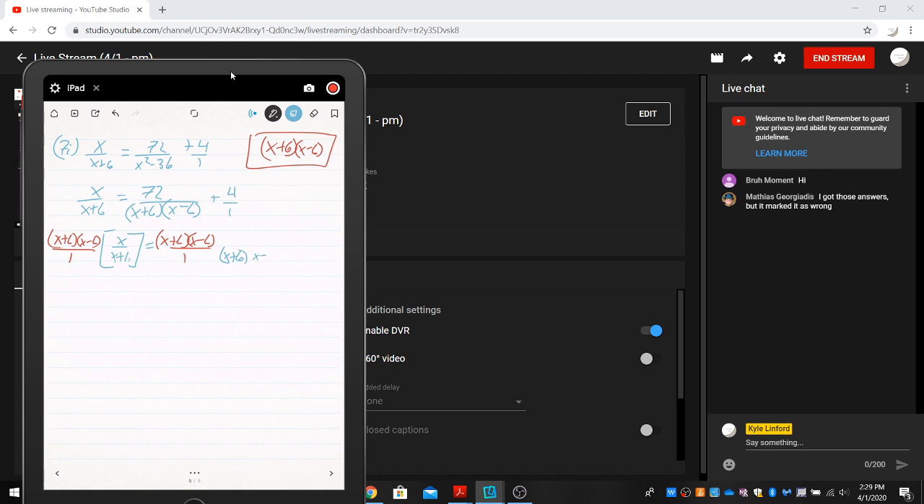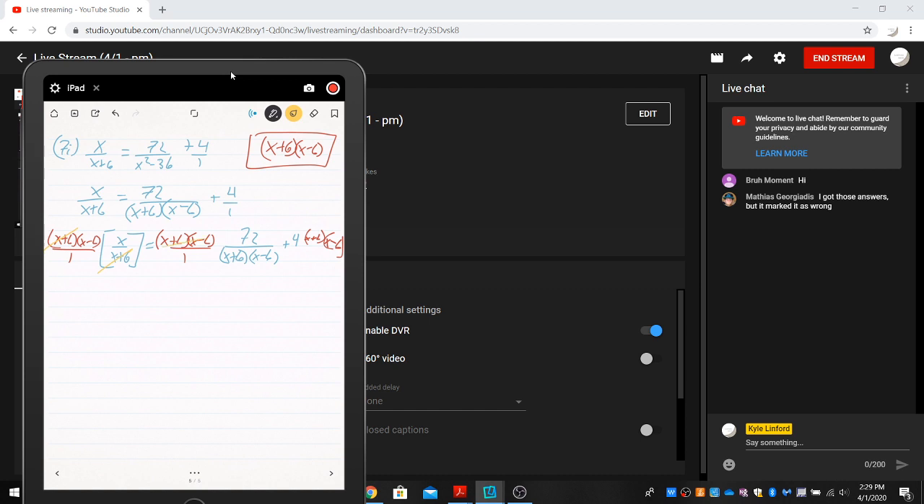And I hope I have enough room here. And then plus, well, that's just 4 times all of this, x plus 6. And actually multiply these across if you want. I'm just going to start canceling things out. If there's a factor on the top and the bottom that are in common, I can just cancel them out. So x plus 6 and x plus 6 are going to cancel.